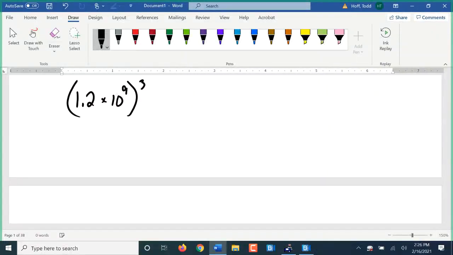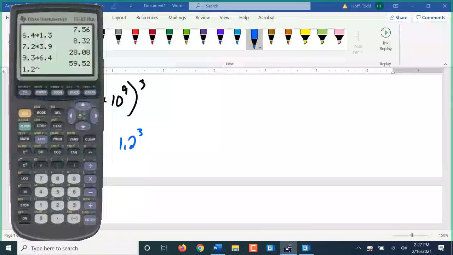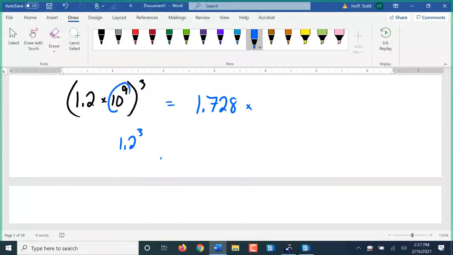If I take a number that's in scientific notation to a power, very similar to working with variables for those of you that had algebra, we're going to take the number to the power, so 1.2 to the power of 3. We'll punch that in our calculator. It's 1.728, which it is. And then we also do the name to that power. Remember yesterday we discussed the power of a power? 10 to the 9th to the power of 3. We multiply the powers. 9 times 3 is 27. So that's 10 to the 27th.